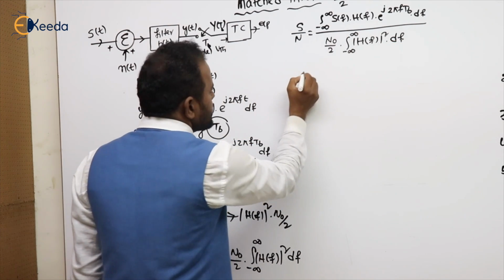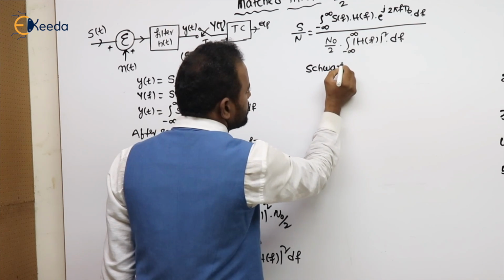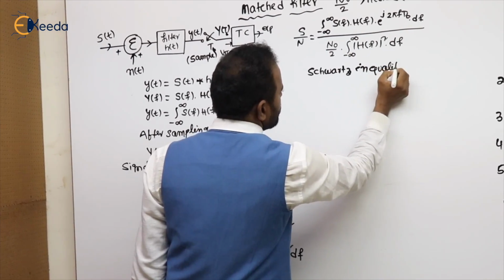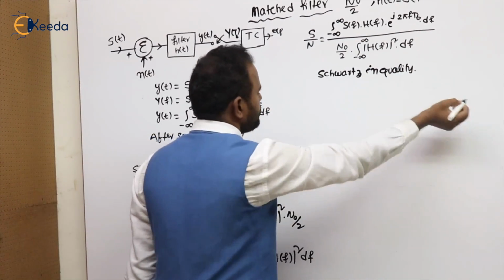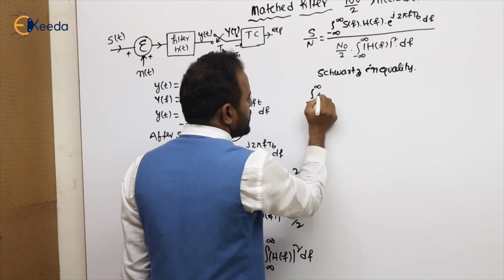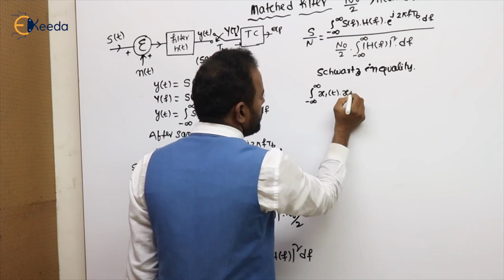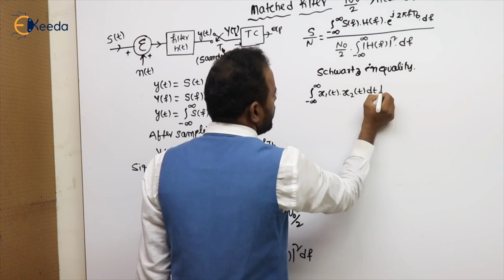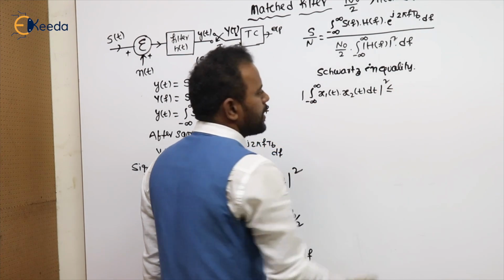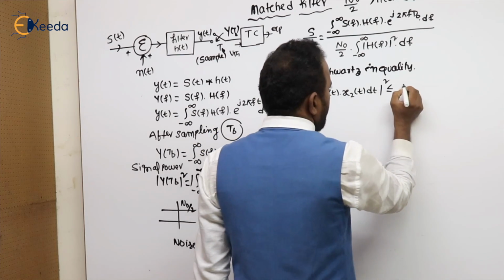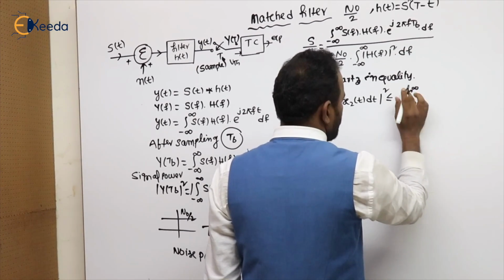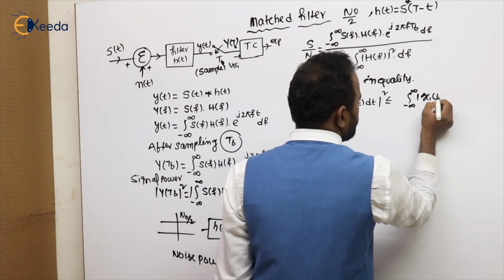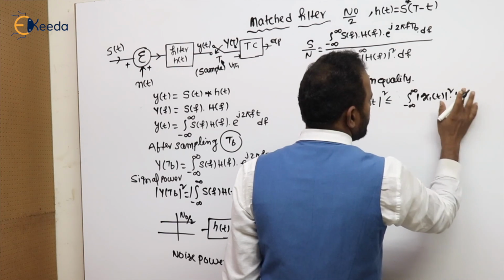Now, from the Schwarz inequality, we know that the square of the integral from minus infinity to plus infinity of x1(t) times x2(t) dt is always less than or equal to the integral from minus infinity to plus infinity of mod x1(t) whole square dt times the integral of mod x2(t) whole square dt.